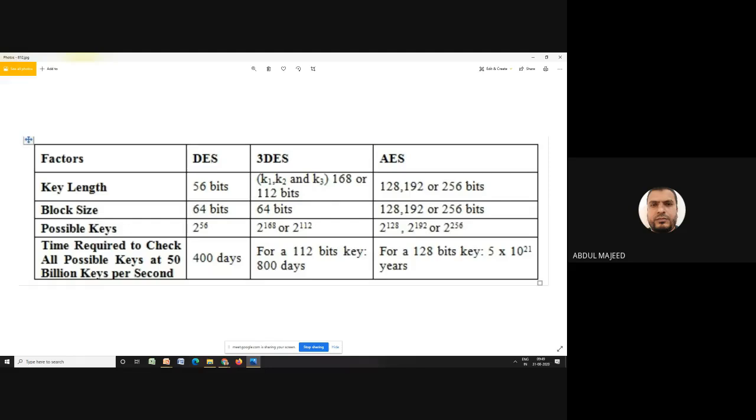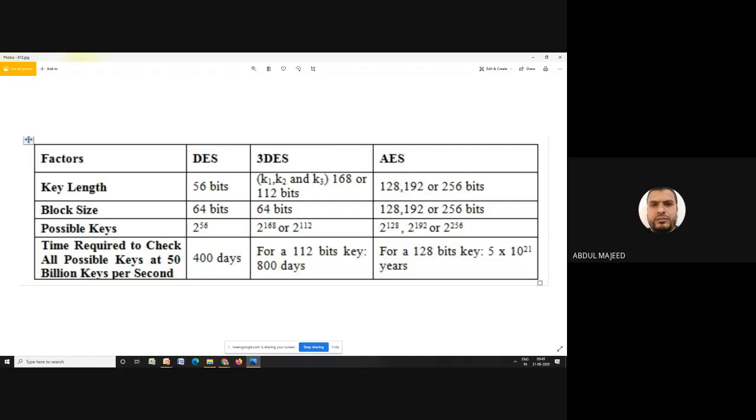Earlier the key size was 56 bit. If you multiply it by 3, you get a key size of 168 bit. Triple DES means we apply it three times, so K1, K2, K3, three keys of size 56, 56 and 56 bit, total 168 bit. Or there is a possibility of taking 112 bits also.